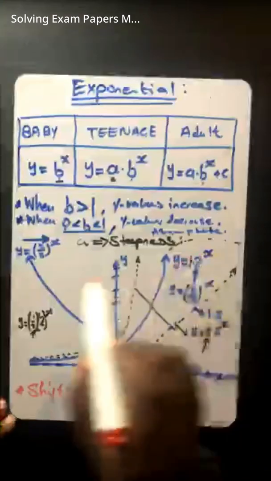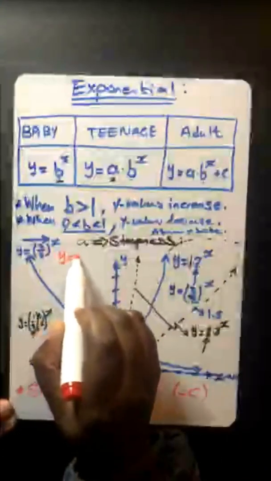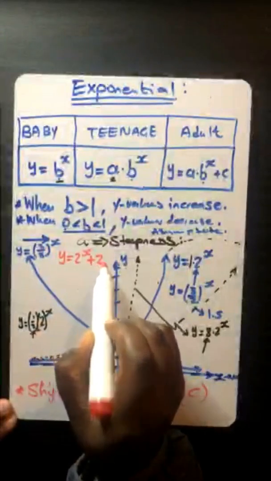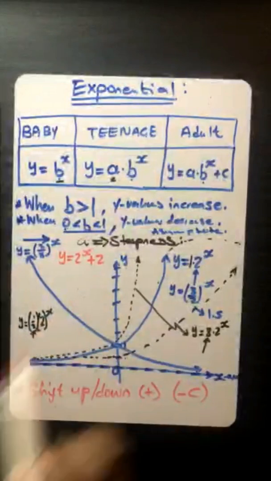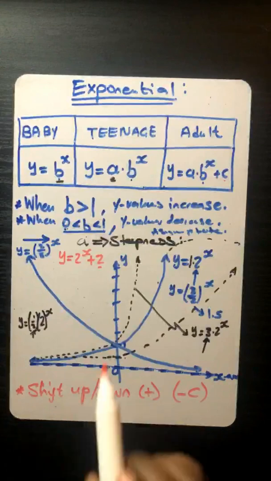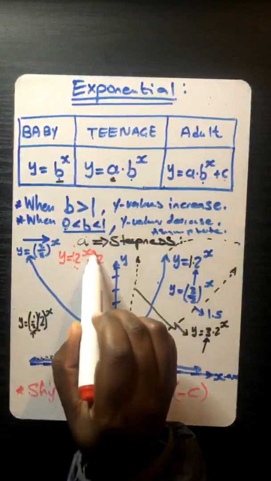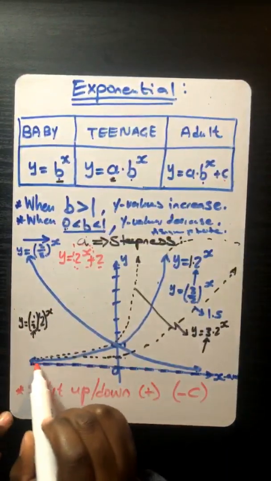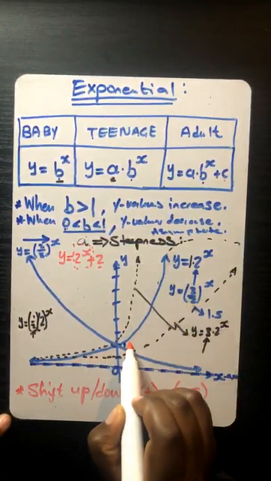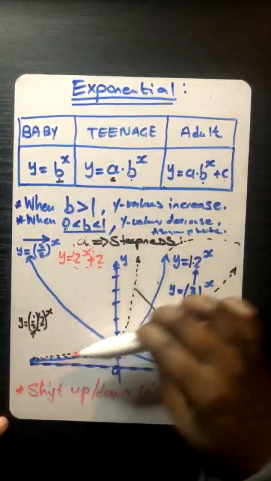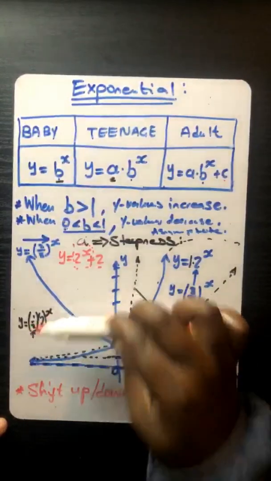So now, let's say, for example, we still have that function of y equals 2 to the exponent x. Maybe there you've got positive 2. So what does that 2 mean? It actually means this function shifted by 2 units upwards. So if this is the function and it was touching the y-axis at 1, we shift it as it is by 2 units.